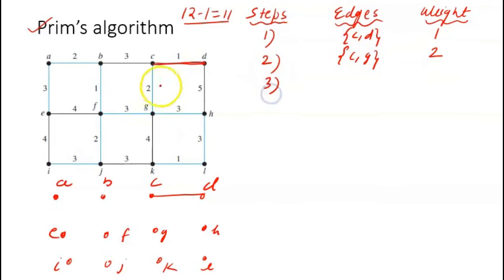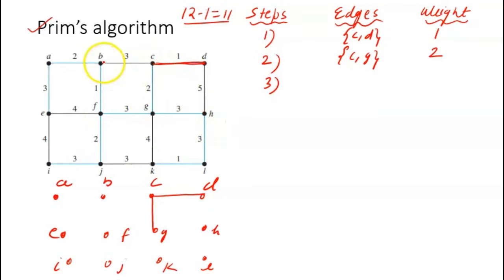Third step, now we have 3 vertices. I select CG here also, I join. Now we have 3 vertices C, D, and G. So out of all these 3, I am going to look at each of the edges which are incident on either C, D, or G, and I am going to select the one with the minimum weight. So if you look at G here, we have an edge with weight 3, another edge with weight 3. On D we have an edge with weight 5.